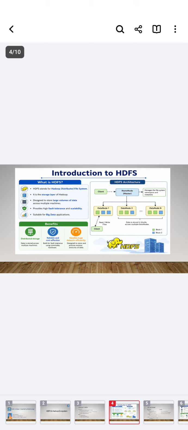The workers are the data nodes. These are the actual machines that store the blocks of data and handle the reading and writing of your files. For example, think of the name node as a university head librarian who keeps the master computer catalog. The data nodes are the physical bookshelves where the actual books sit. When the student, the client, wants a book, they ask the librarian for the location and then go straight to the specific shelf to read it.